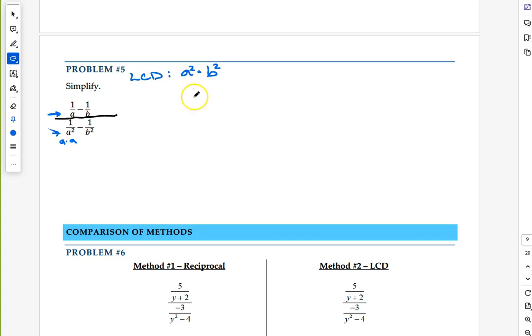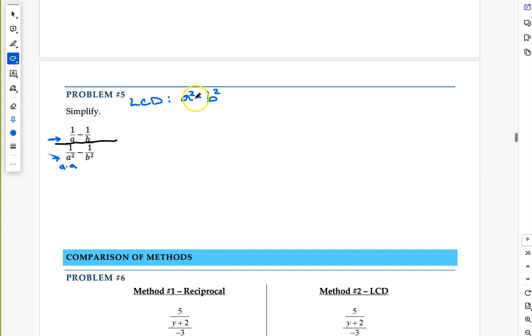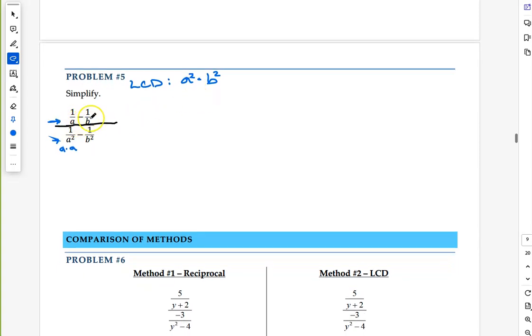Okay. And so now on this, I'm trying to get those denominators to become that. I want it to look like a squared b squared. And so I'm looking here and I'm saying, okay, what do I need to multiply this a by to get it to be a squared b squared?